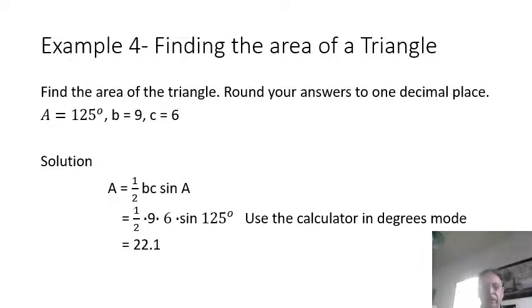So here's an example. Find the area of the triangle. Round your answer to one decimal place. We're given A is 125 degrees, b is 9 and c is 6. So we'll use this formula: area equals 1 over 2 times b times c times sine of A. So we have 1 over 2 times 9 times 6 times sine 125 degrees. Use the scientific calculator in degree mode and try to get 22.1.